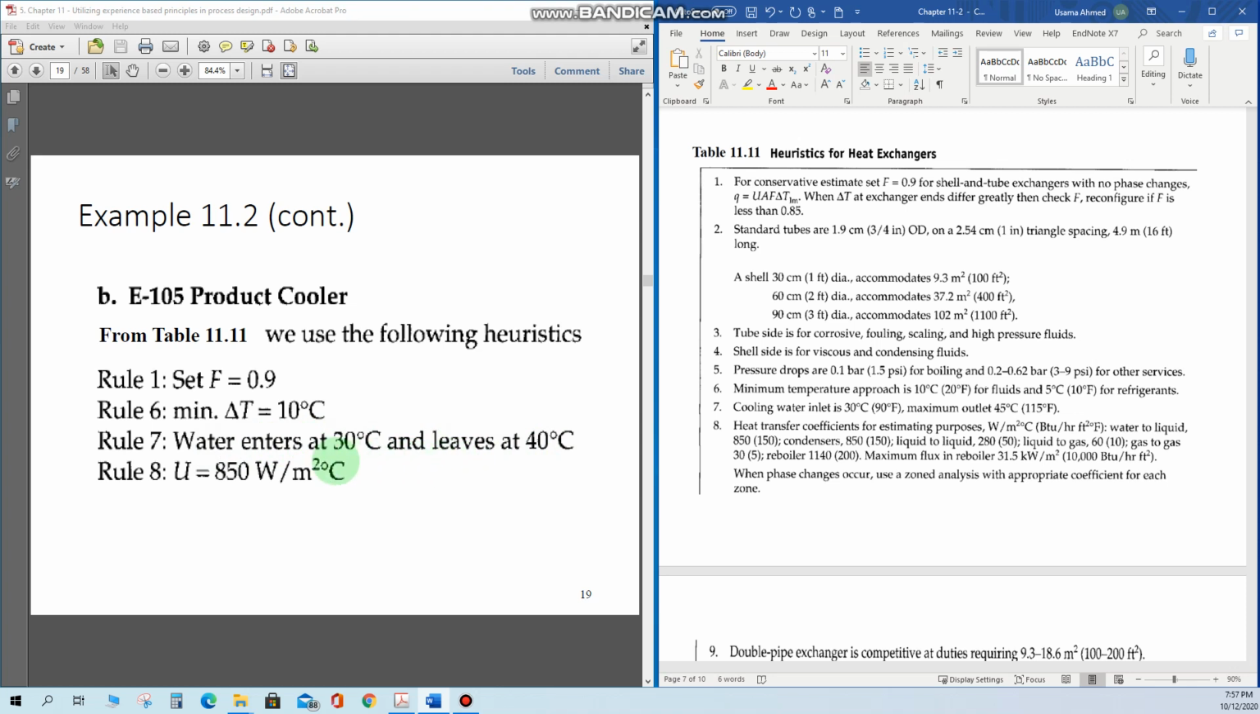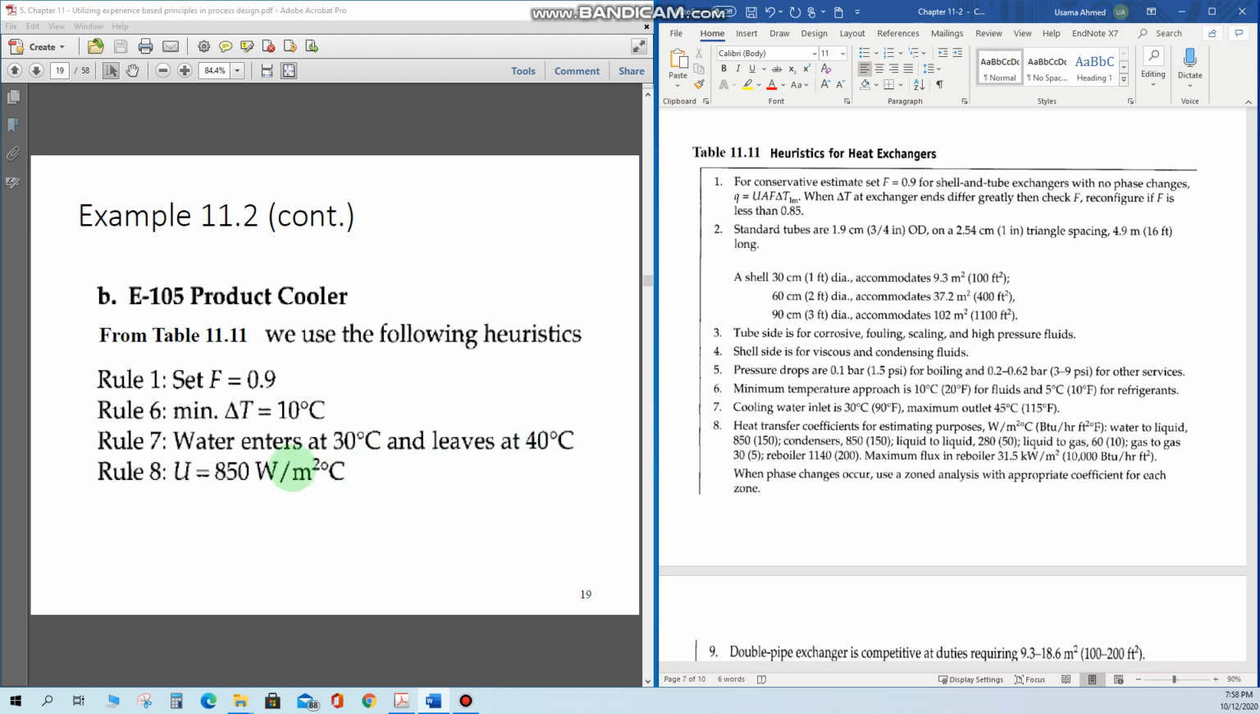So the heat exchanger that we are talking about in the example is basically water cooled. We have seen the heuristics: it can be 30 degrees C for the entrance, and for the outlet it can be 40 degrees C. Cooling water inlet is 30 degrees and maximum outlet is 45. So it can be a change between 30 and 40 degrees C.